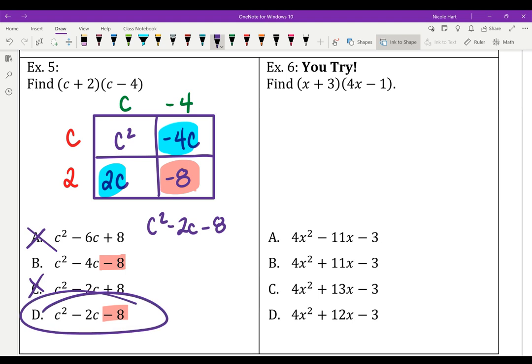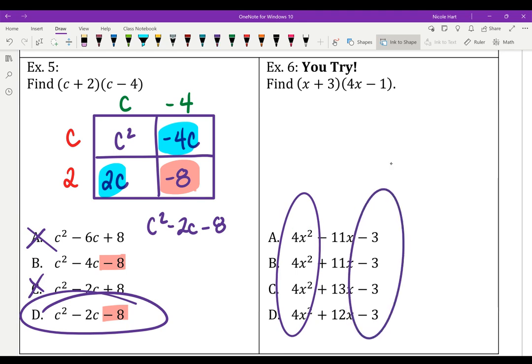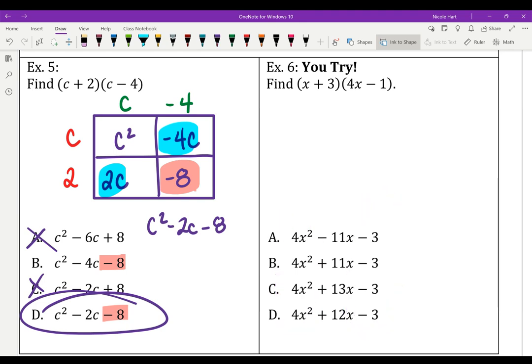Looking at example 6, same idea. Again, you can do distributive box method. Does not matter to me. These are all very similar looking. If you look, 4x squared and negative 3 is the same in both. So it's going to come down to combining our like terms.